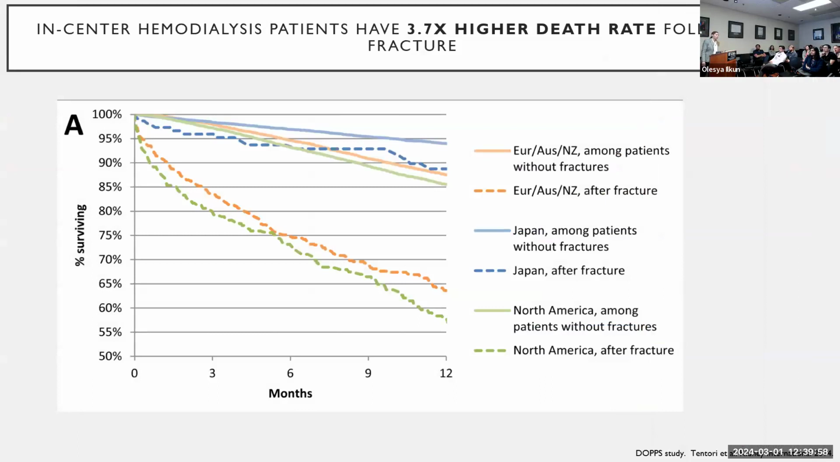Okay, these are different centers around the world. And what happens here? Two blue lines, just pay attention to those two. This is Japan. Nothing bad happens, right? There's a slightly decreased survival in Japanese patients with infection, but not as dramatic as, for example, in North America or Europe. Right here we have a 3.7 times increase in risk of mortality. They also have 30-day hospitalizations here.